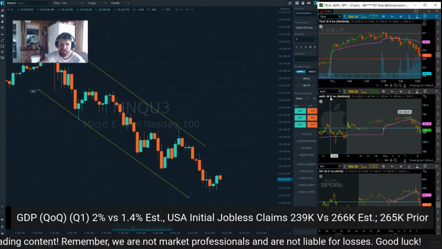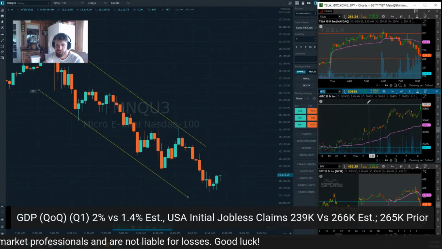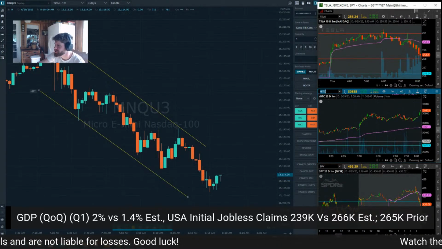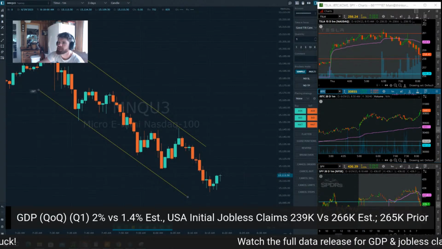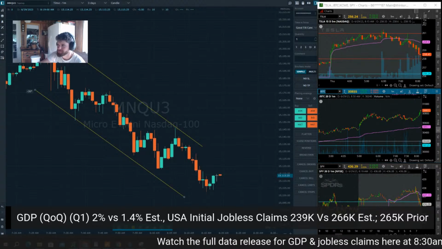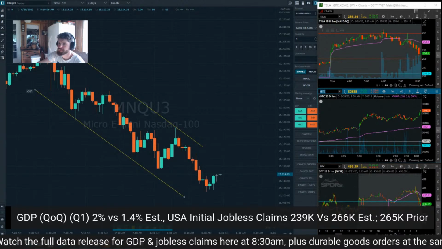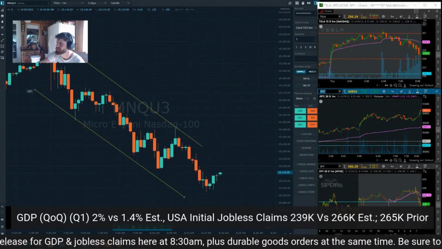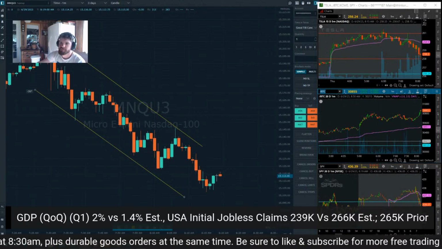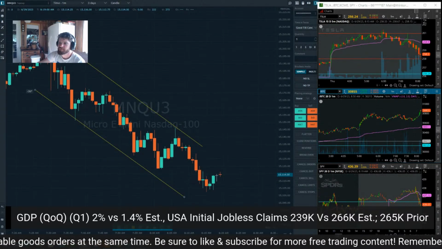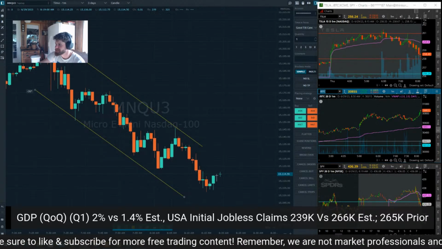Is Bitcoin running? Let's take a look. Bitcoin almost to 31K. And again, on this GDP data, it's liking it for sure. All right, so NASDAQ's still bouncing up some, honestly.